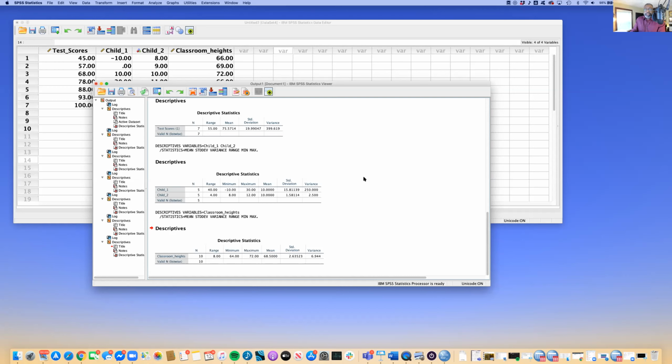So can you repeat those steps? 68.5 plus 2.6, then subtract 2.6 from 68.5. So what we're trying to do is see what the range is for one standard deviation from the mean.